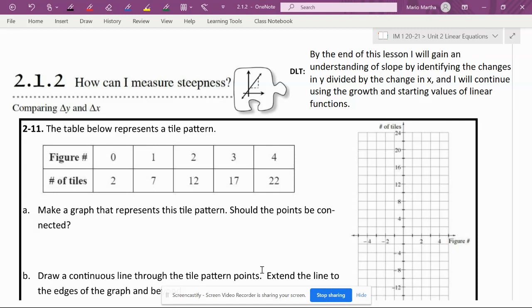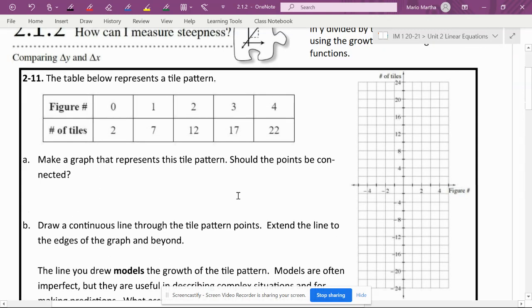So now let's look at problem 2.1.1 right there. The table below represents a tile pattern. As you learned in the previous lesson, same thing. So we have figure 0, and that's 2 tiles. Figure 1 has 7, 2 has 12, 3 has 17, and then 4 has 22. So the first thing they're asking us to do is make a graph that represents this tile pattern, and then answer the question, should the points be connected?